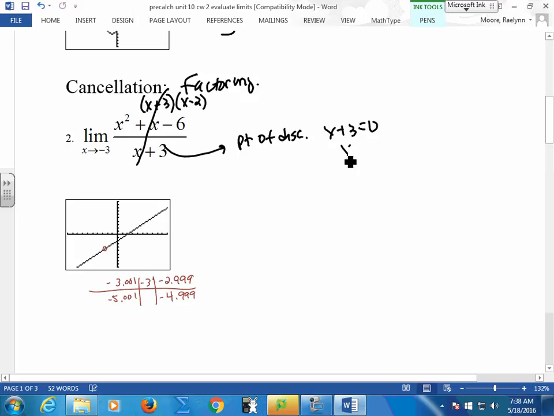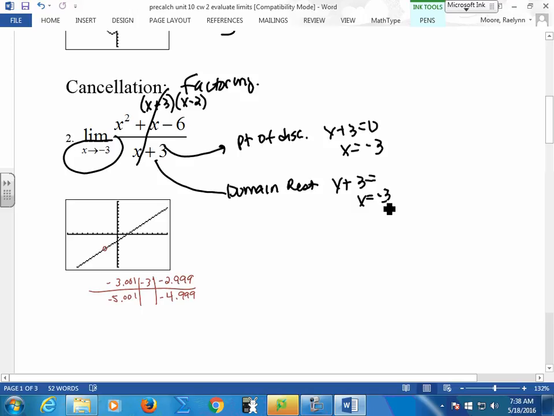So when x is negative 3, see, it's asking what's happening when it's negative 3. If you try to directly substitute it in, it'll make your denominator 0. Because where is my domain restriction? My domain restriction says the denominator can't be 0. So you have a domain restriction at negative 3. You can't use negative 3.